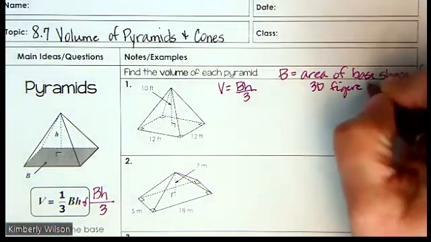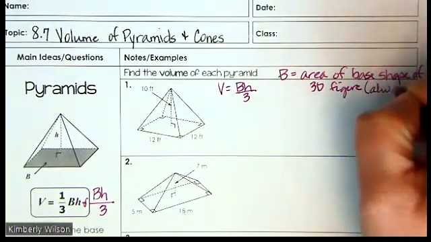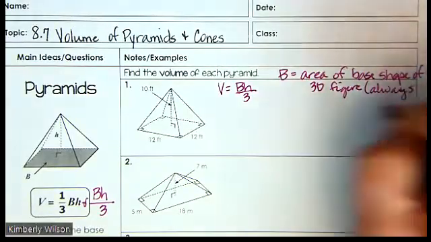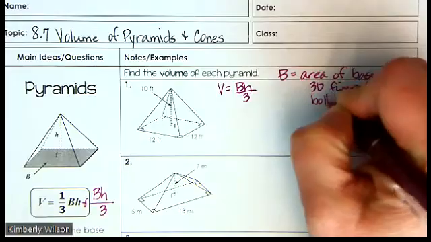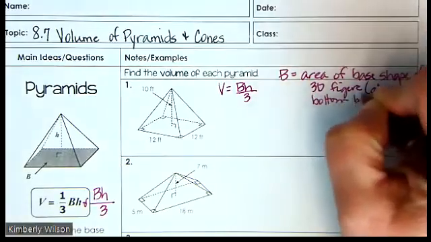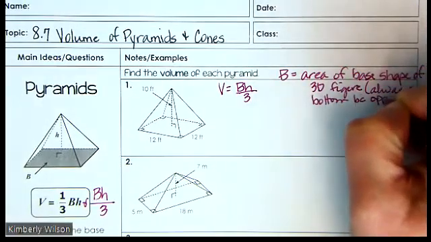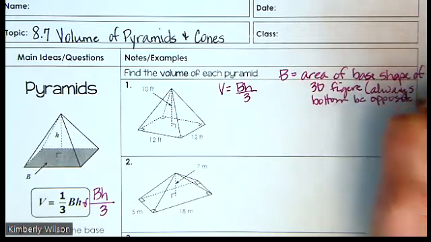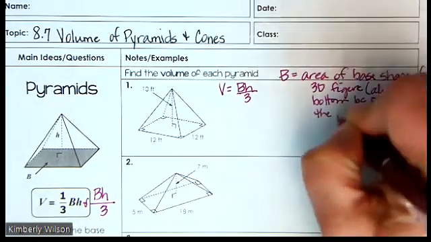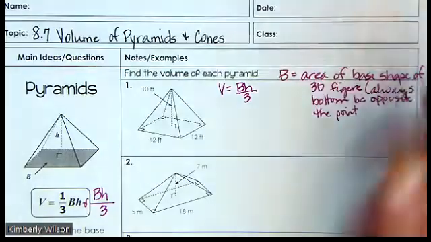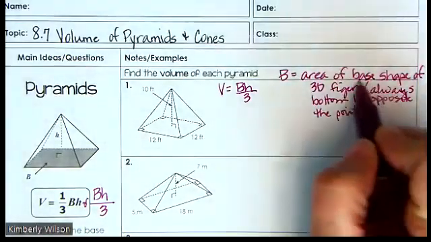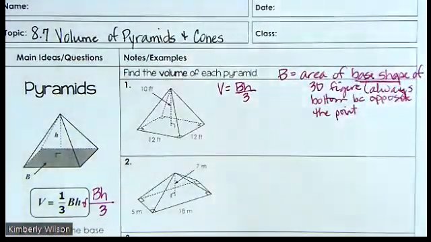So we could say always bottom because opposite the point. Okay. So the base shape is always the bottom because it's opposite the point in a pyramid and a cone.